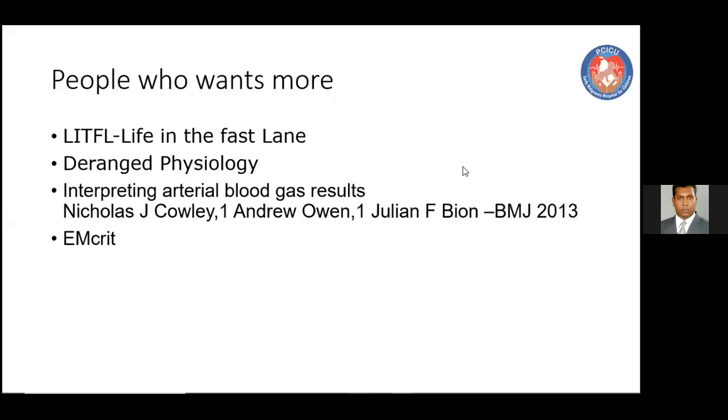So I discuss this. And if you want to study more on the blood gas, I think there are 2 free important websites, and one is Life in the Fast Lane. I hope you all know about this. And one is the Deranged Physiology. And these will explain certain things according to previous exam questions.